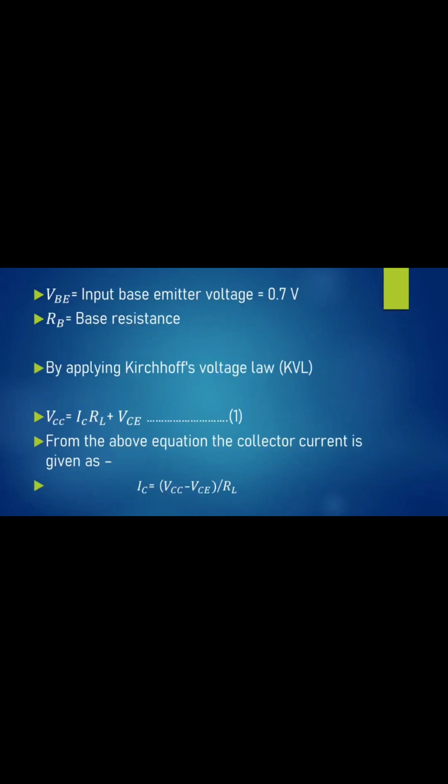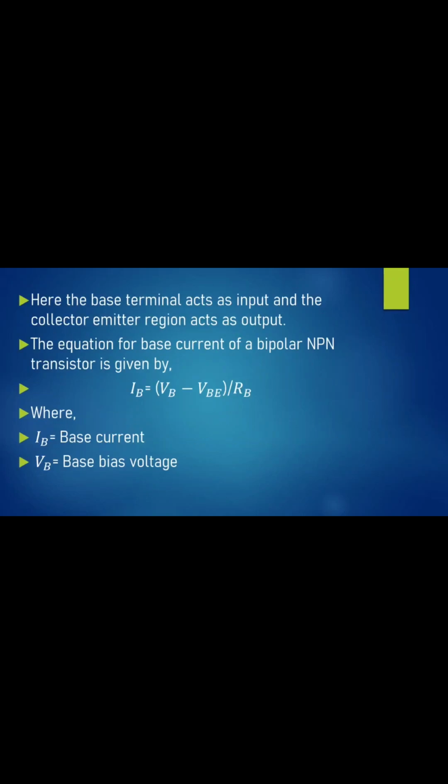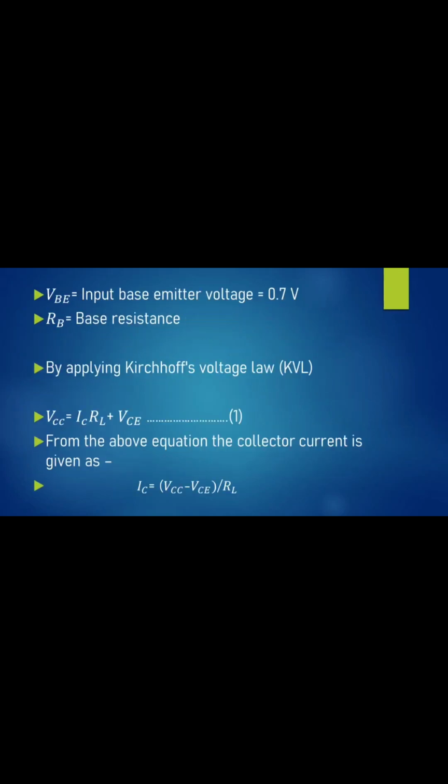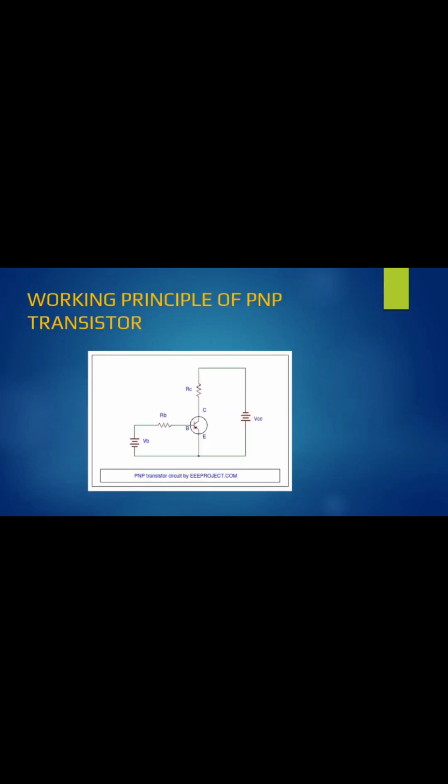The equation for the base current of a bipolar NPN transistor is given by IB is equal to VB minus VBE upon RB, where IB is the base current, VB is the base bias voltage, VBE is the input base emitter voltage, 0.7 volt, and RB is the base resistance. By applying Kirchhoff's voltage law, KVL, VCC is equal to IC RL plus VCE. From the above equation, the collector current is given as IC is equal to VCC minus VCE by RL.